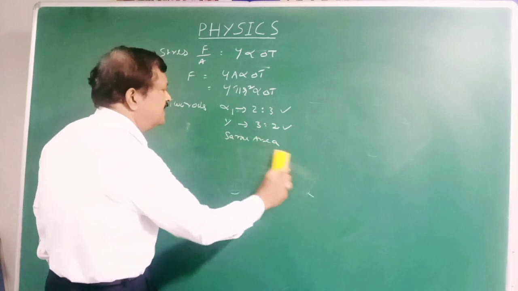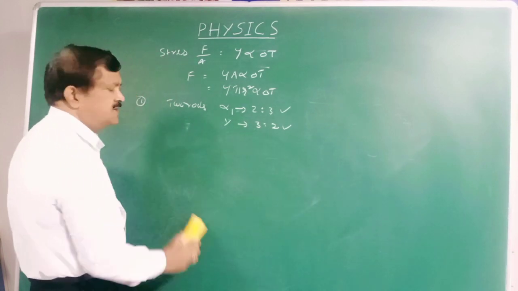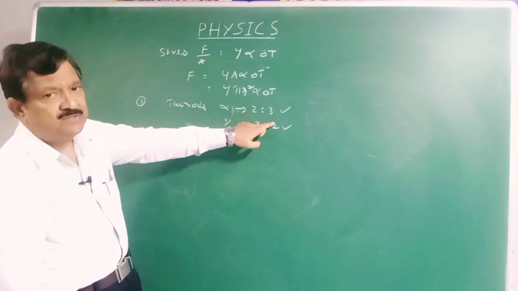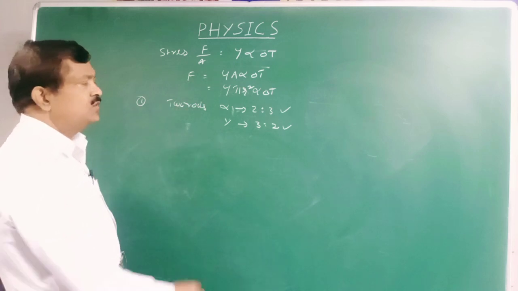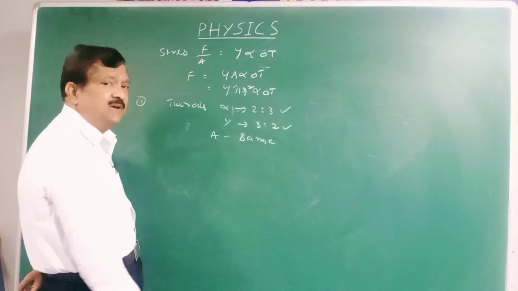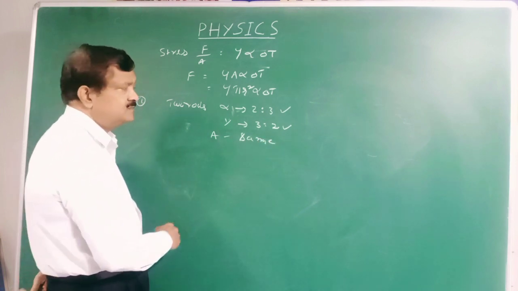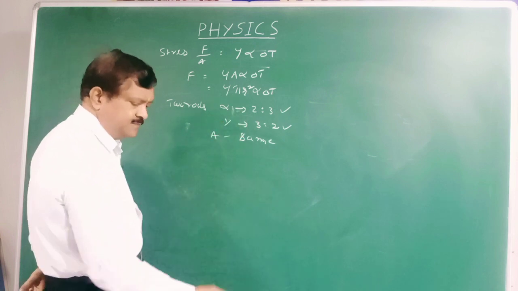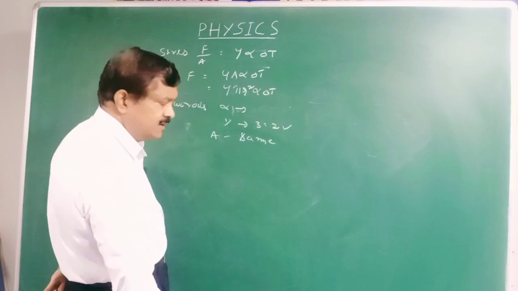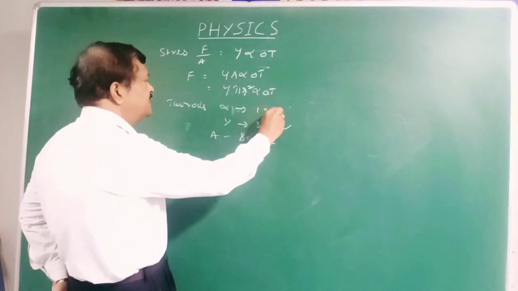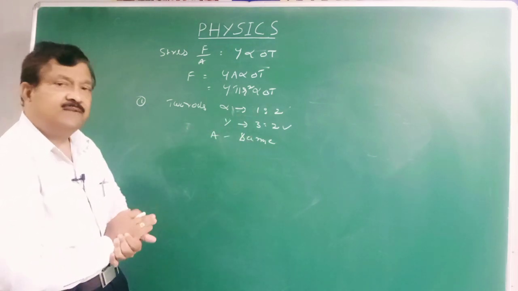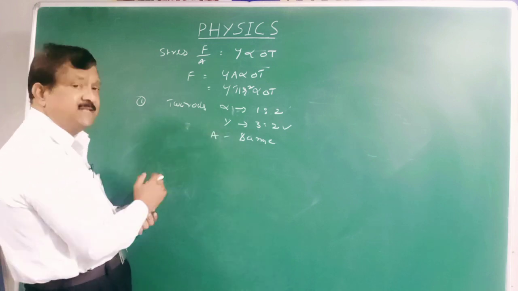Now let us consider the two rods. They are having their coefficient of linear expansion in 2:3 ratio, Young's modulus 3:2. Let us suppose area of cross section is the same for both of them. Now let us make a small change here. Their coefficient of linear expansion is in the ratio 1:2. Young's modulus is 3:2. Now area is the same.